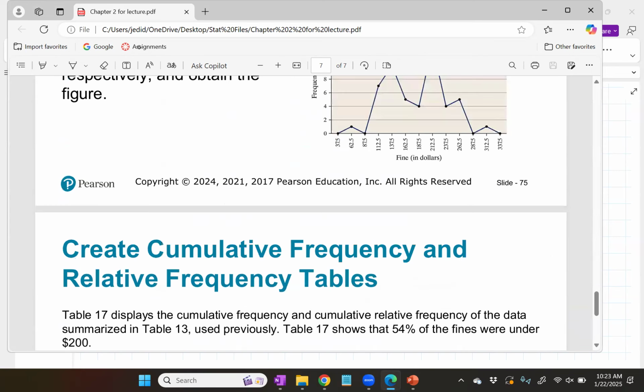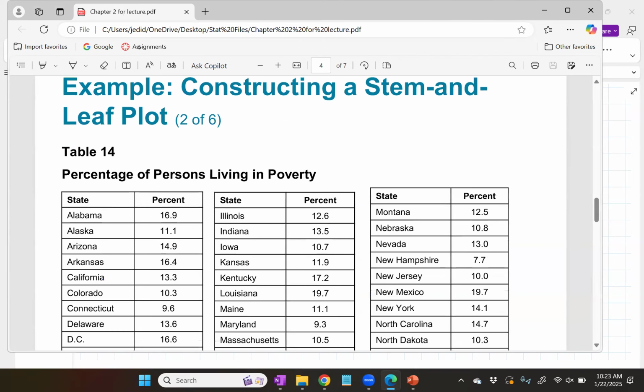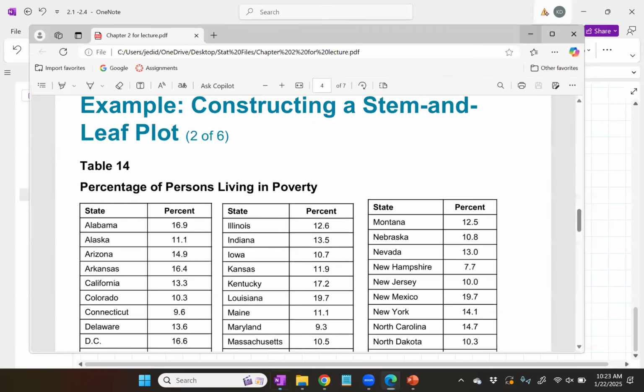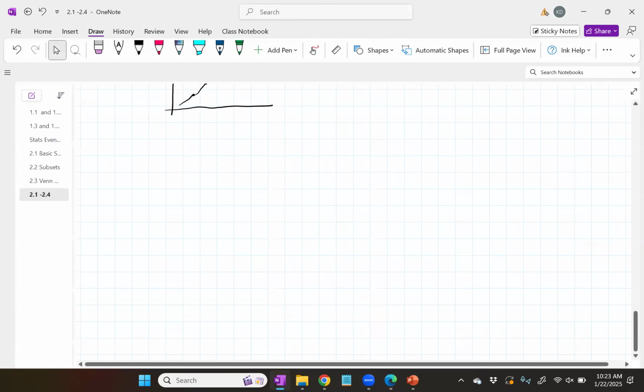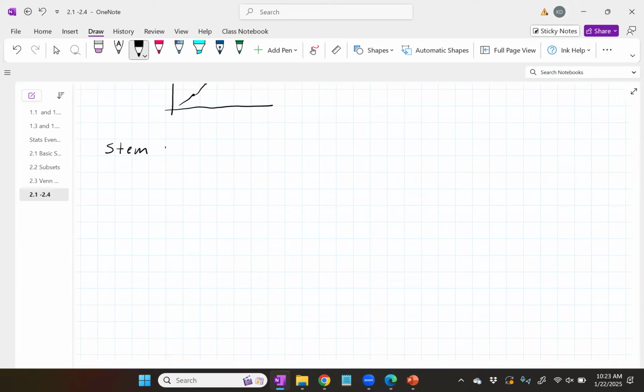The one thing I do want to look at, the other handout I gave you for today, is a stem and leaf plot. These are kind of neat once you understand what they're telling you, but at first they just look like gibberish. They just look like nonsense.